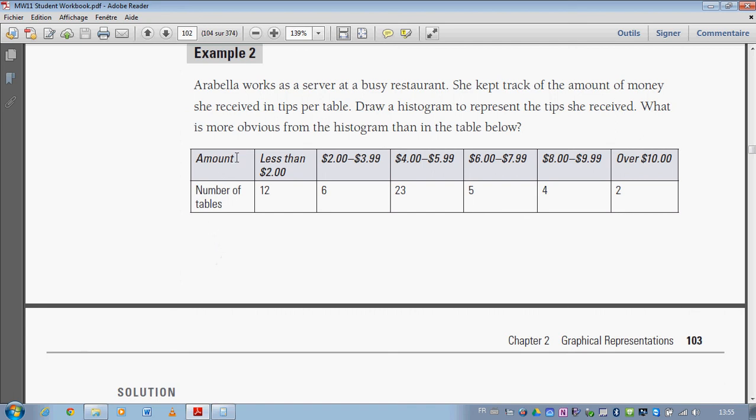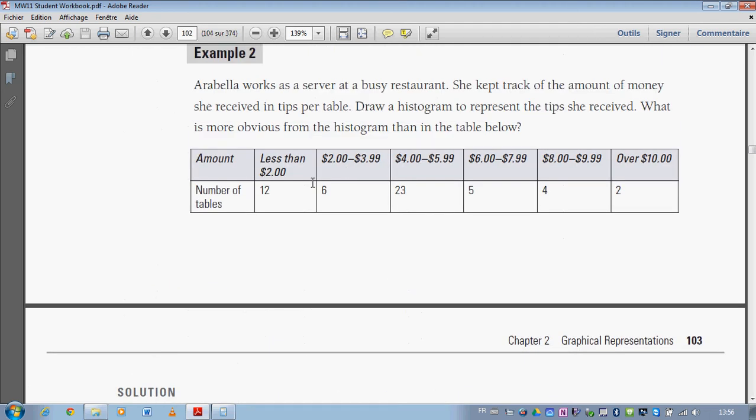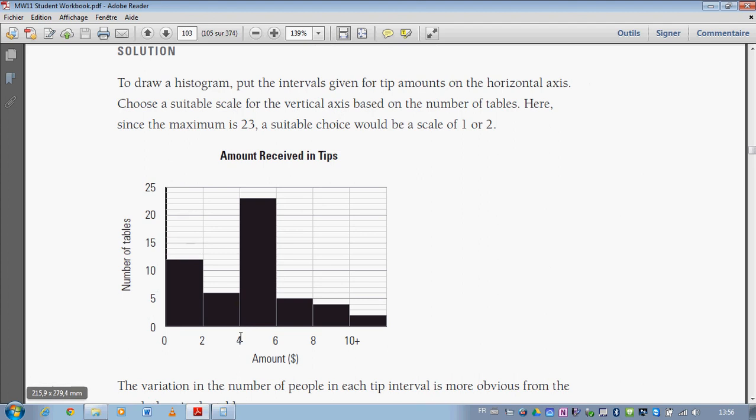Remember that the independent variable goes on your x-axis, so that would be the amount. On your y-axis you put the dependent variable, which is the thing that you count, or the thing that you're measuring. So here's your graph, the amount received in tips. You can see that 12 tables gave her tips from 0 to 2, and 6 tables from $2 to $4. Then you had 23 tables giving her tips from 4 to 6, and so on.